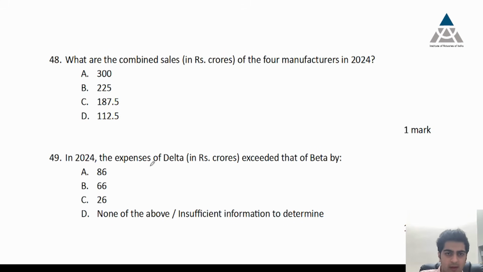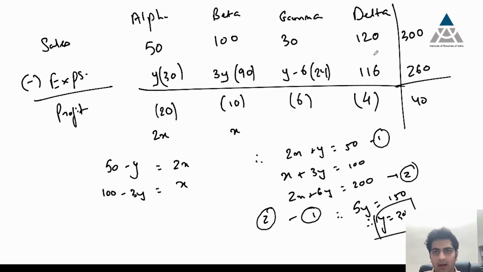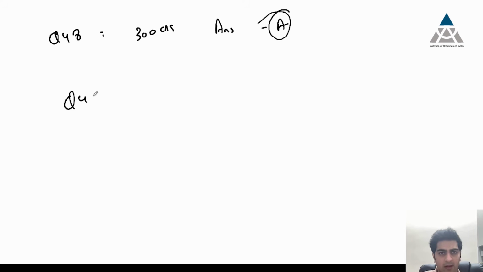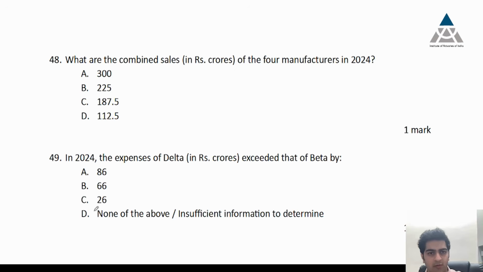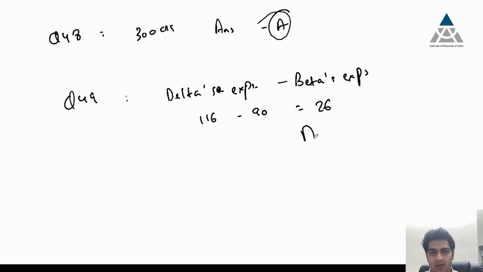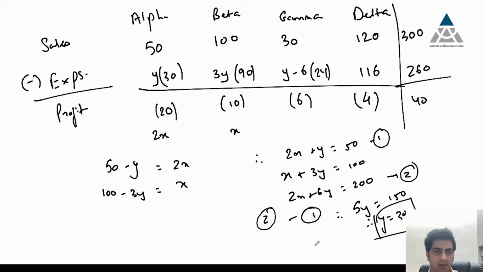In 2024, the expenses of delta exceeded that of beta by, so we can just clearly see delta's expenses of 116, beta's expenses were 90, so 116 minus 90. So question 49, you have delta's expense minus beta's expense. And again, because of the table, you don't have to do anything else. 116 minus 90, that's 26 crores, which is option C. So your answer is simply option C, correct?